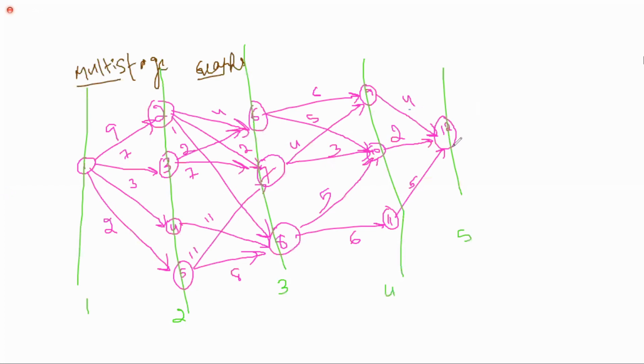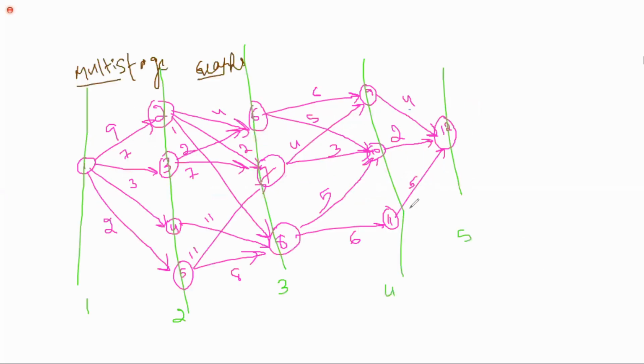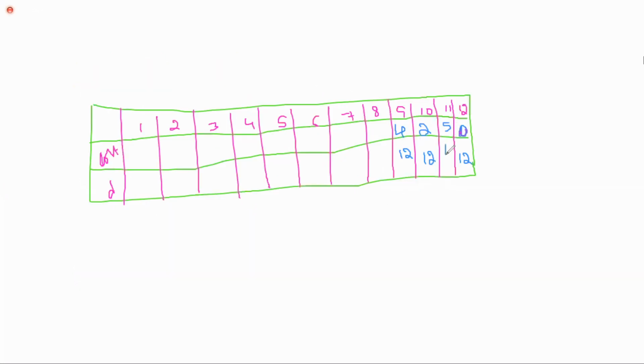Next from 10 to 12, what is the cost? 2. I am updating from the 10th vertex to the 12th vertex whose cost is 2. Next, from the 11th vertex to the 12th vertex, what is the corresponding cost? 5 to reach 12. So stage 4 to stage 5 is easy because we have one direct edge.